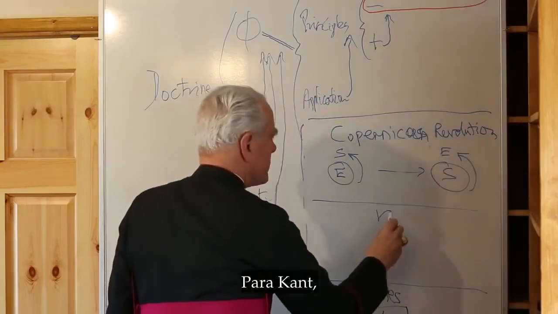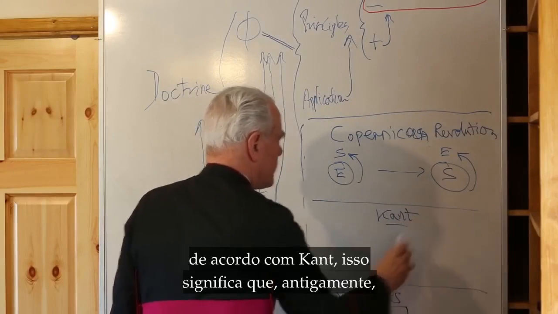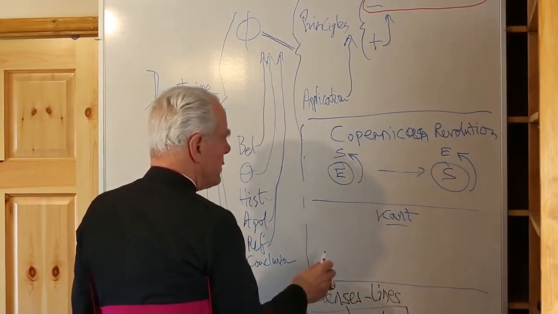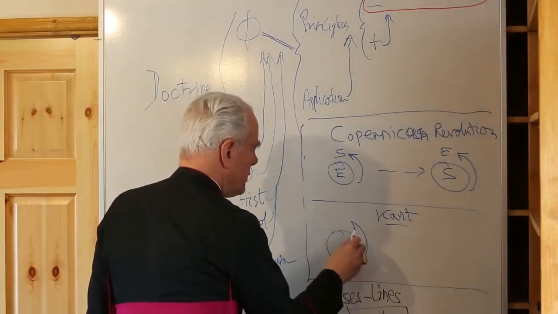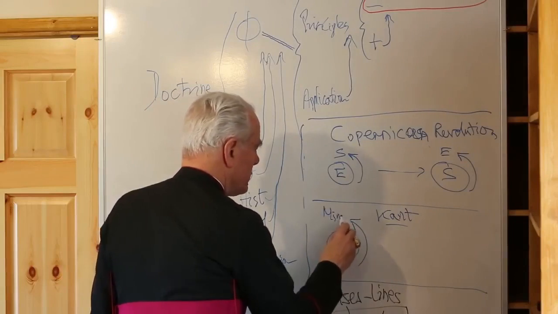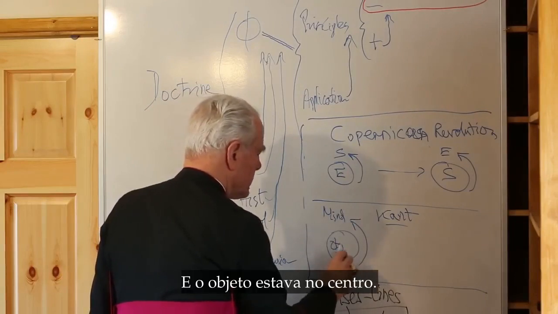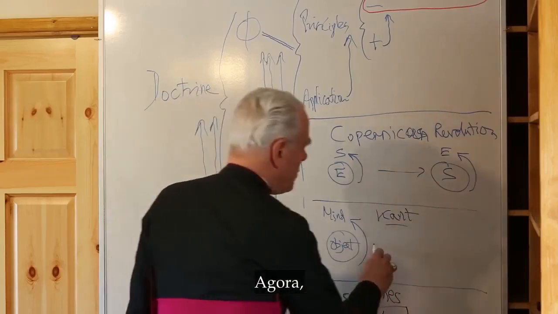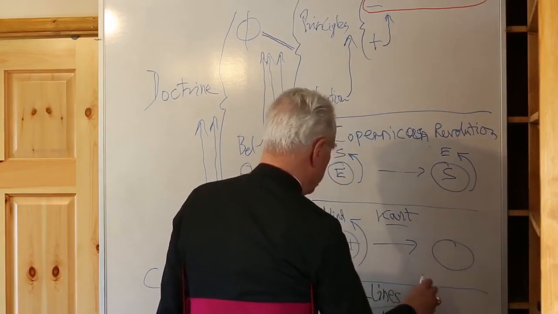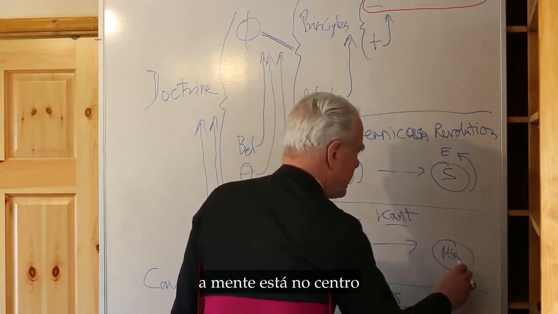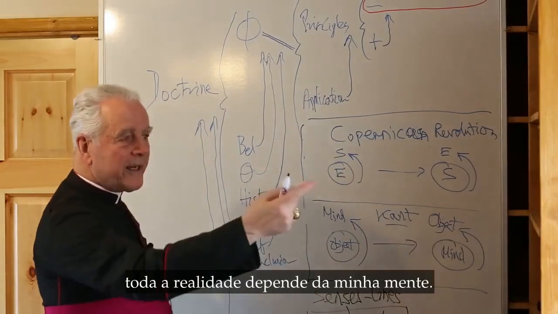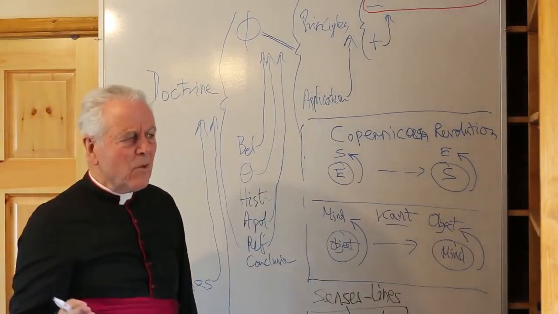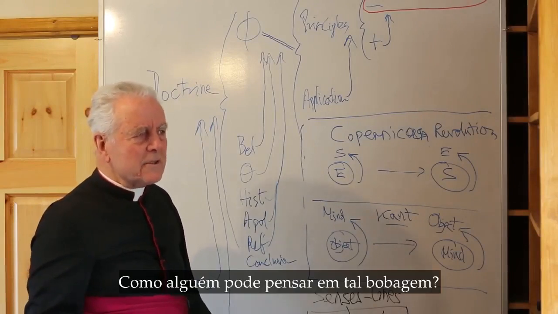Okay? Applied to Kant, that means that in the old days, the mind used to go round the object, and the object was at the center. Now, the mind is at the center, and the object goes around. You know, all reality depends upon my mind. Incredible. What nonsense. How can anybody think such nonsense?